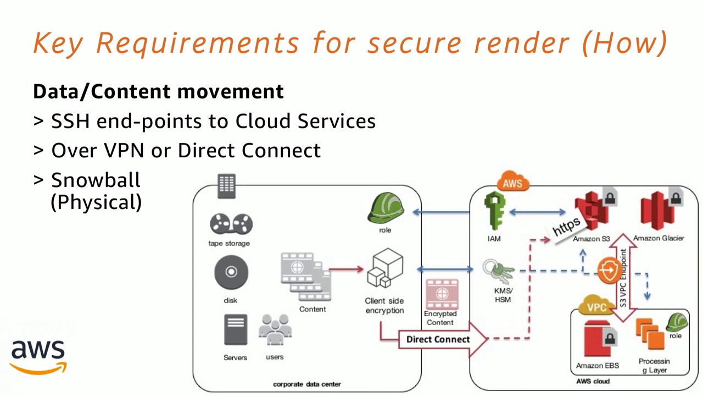And if it's a physical movement where you're trying to move content around physically, you can absolutely leverage Snowball, which is a physical device that you can request through the console. It's 80 terabytes per device. It comes to you, you ingest the content into it, and then deliver it. It can also be used for moving content out of the cloud. If you have output stored there and these assets need to be moved around, you could use it. We're seeing a lot of traction for this in production scenarios, where people are using it for on-set production.